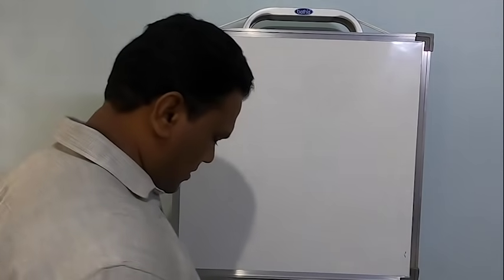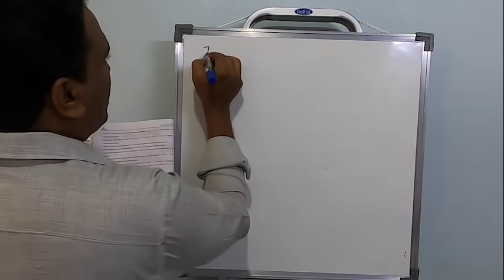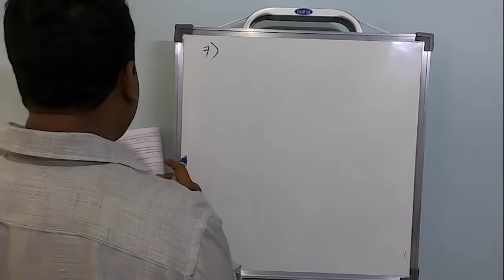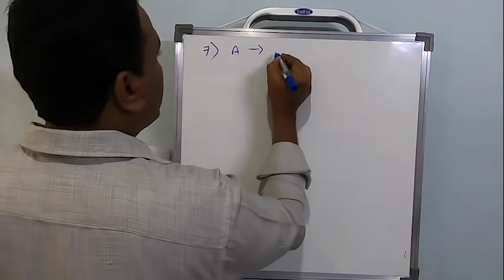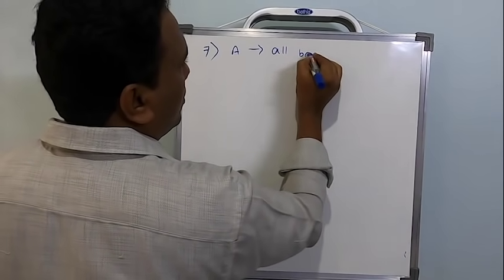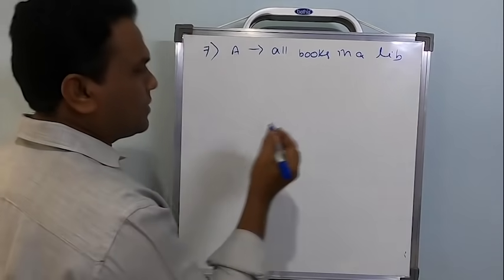Let's go to the next one, problem number 7. We'll go for it now. So what is actually here? There is a set. What is the set here? All books in a library, right?